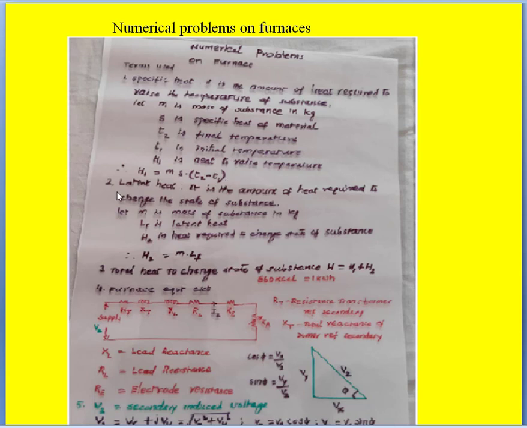Next, latent heat. It is the amount of heat required to change the state of a substance. So let us say small m is the mass of the substance in kgs and LF is the latent heat. Let H2 be the heat required to change the state of the substance. That is, H2 is equal to m into LF.